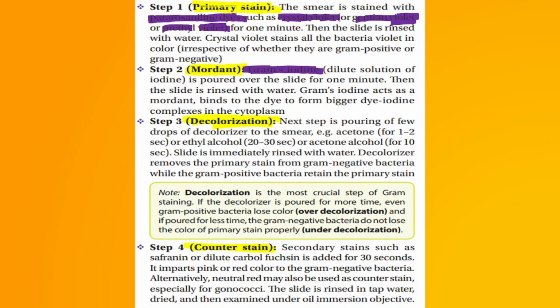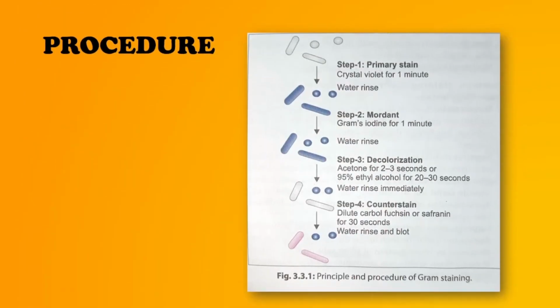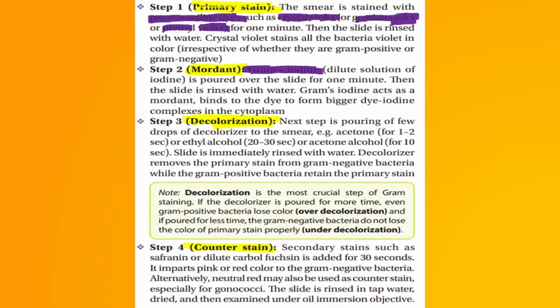For decolorization, there are 3 agents that can be used as a decolorizer, and those are acetone, ethyl alcohol, or acetone alcohol. Any of these agents can be used. And lastly, for counter staining, safranin or dilute carbol fuchsin can be used. Any of these stains can be used.